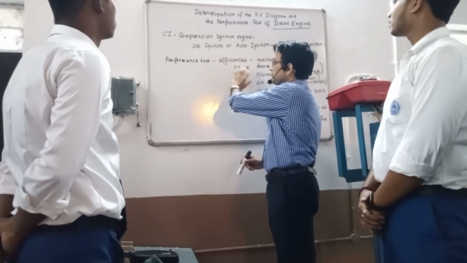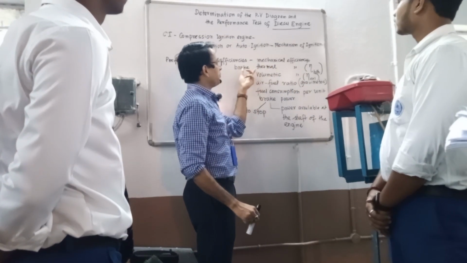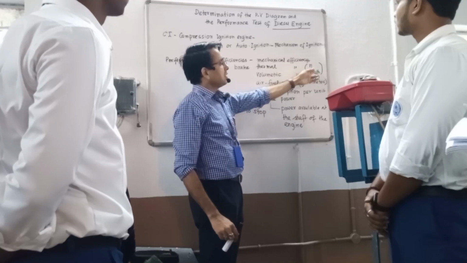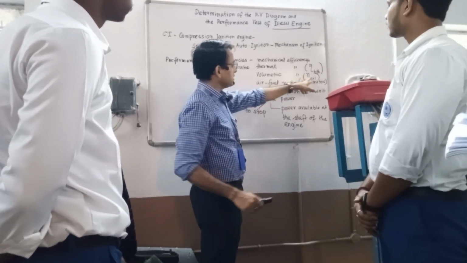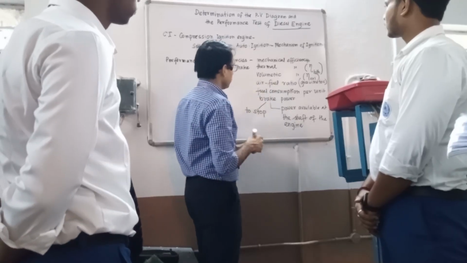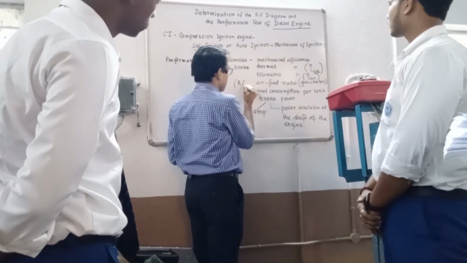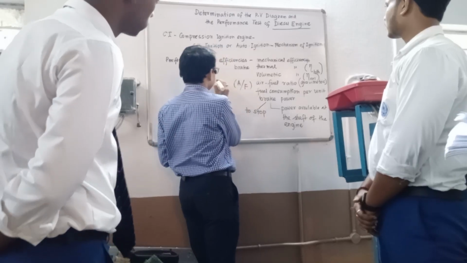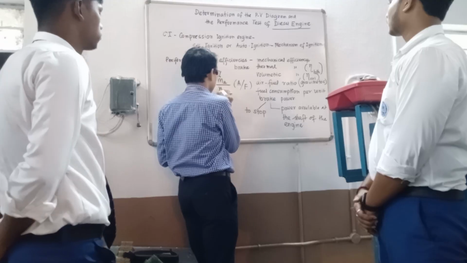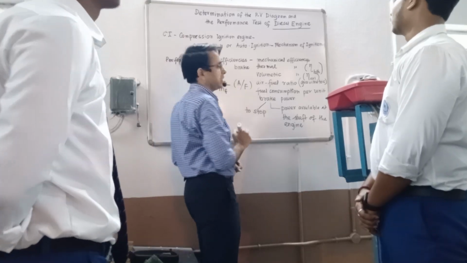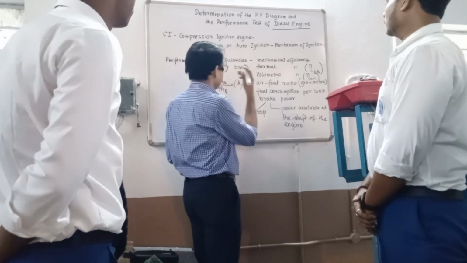So efficiency, different efficiency terms. Among these, we are actually considering the brake thermal efficiency as the quantity that we will calculate for this test. Then volumetric efficiency, that is eta volume. Air fuel ratio, gravimetric, the mass ratio, that is mass of air by mass of fuel. So we can write that this is equal to mass flow rate of air by mass flow rate of fuel, basically the rate of mass flow of air and rate of mass flow of fuel.